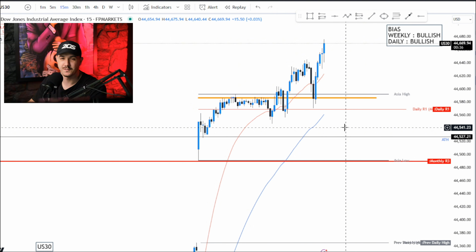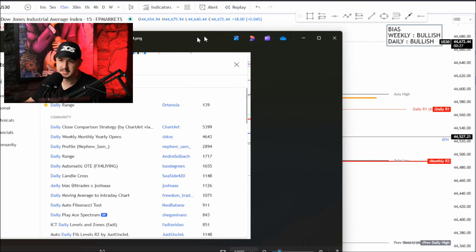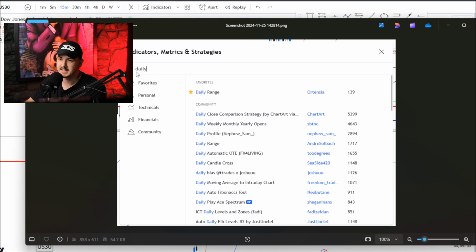So the 3 we're going to focus on today is Asia range, pivots, which is your daily pivot standard, and the key to today's one is this bad boy over here. So you guys can go to indicators, search daily, and then look for daily range by Hortensia.